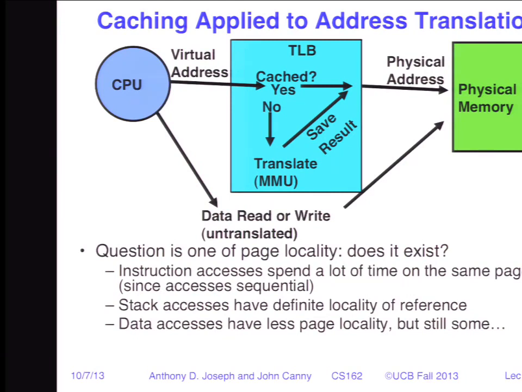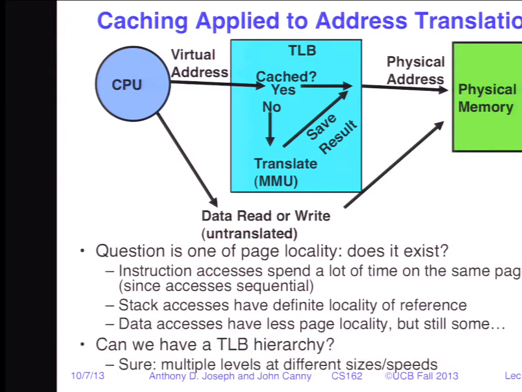That's going to reference the same. But depending on how I walk through, say, the elements of an array, my stride through that array may cross page boundaries or may also remain on the same page. Now, can we have a hierarchy of TLBs? Absolutely. We could have multiple TLBs, as we'll see in a moment, of different sizes and speeds.